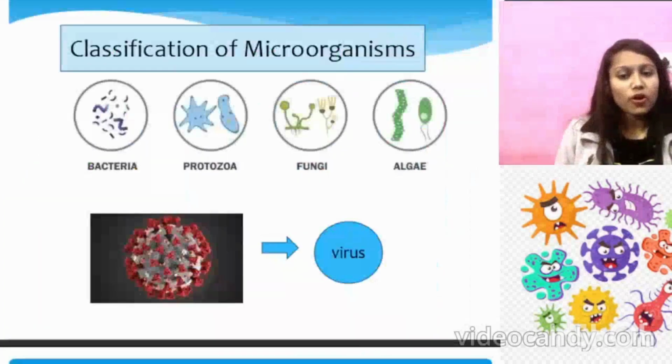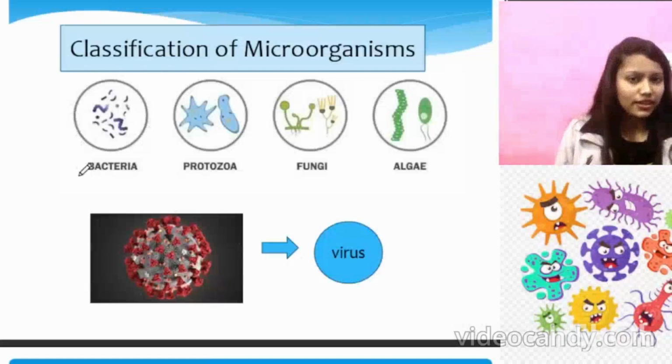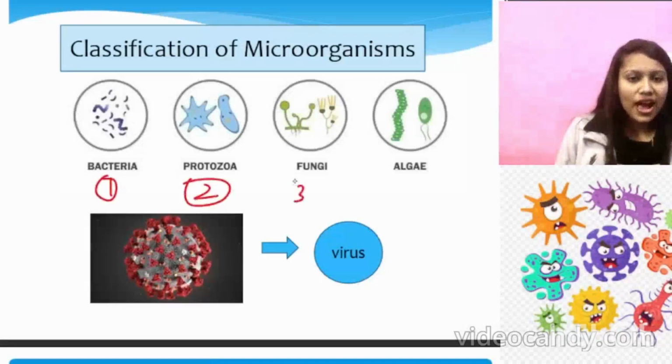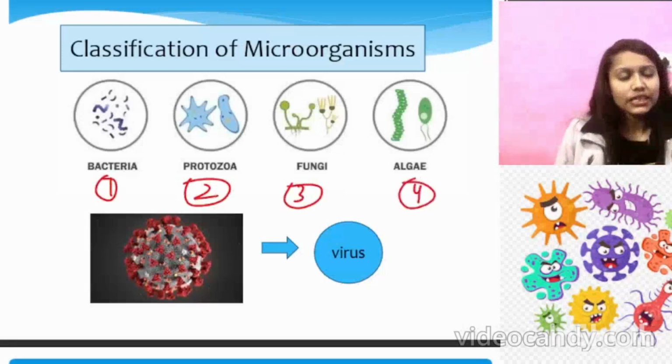Now, after knowing about where these microorganisms are found, let's study their classification, because classification is very important. When we study by classifying, we study better, as you know. So when we classify microorganisms, we broadly classify them in 4 major categories, that is bacteria, protozoa, fungi, and algae. We will study them in detail in the upcoming slides.